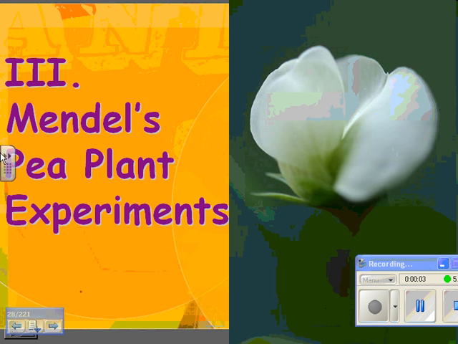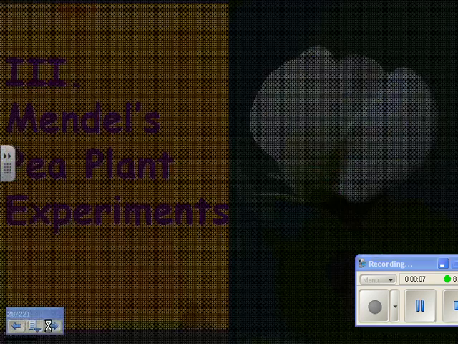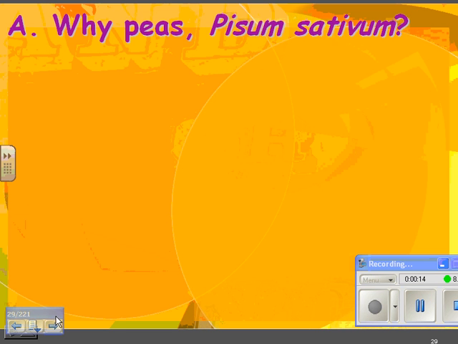Mendel's pea plant experiments. So we're going to look at a bunch of traits for peas and what Mendel did to figure out the laws of inheritance. So why did he pick peas?